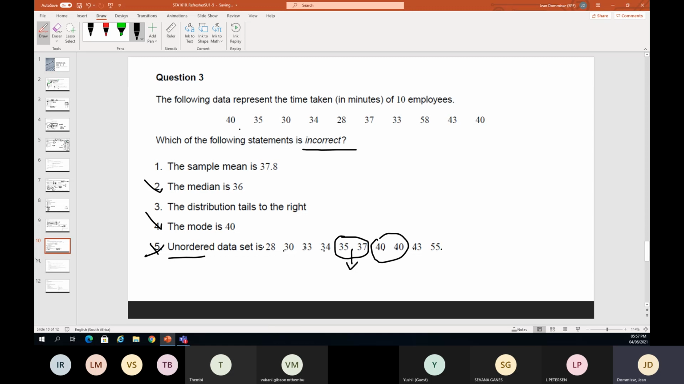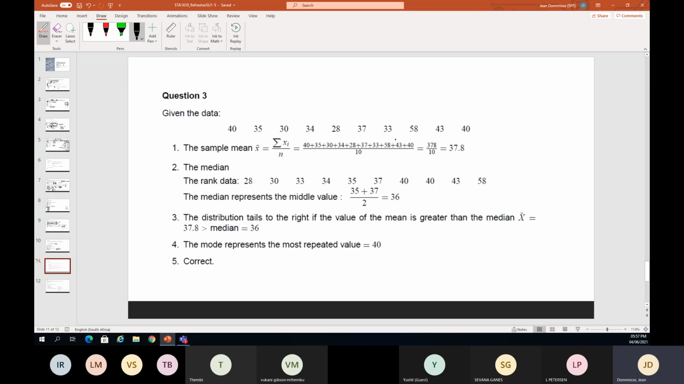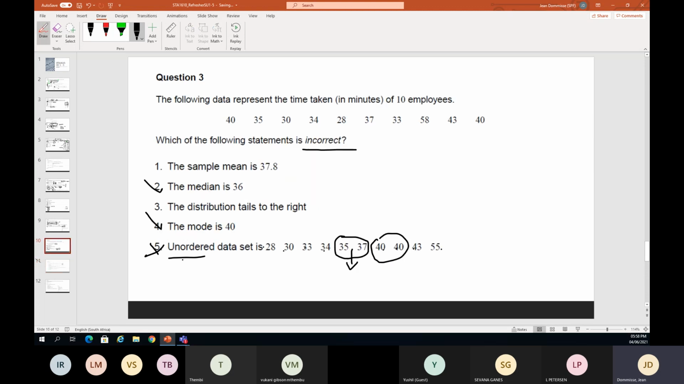For the sample mean, you basically need to add all of that and divide by 10. And I think I did it in the next one. So the mean is 37.8. Interesting here, that should have been incorrect, eh? So the mean is, and then the distribution tails to the right.